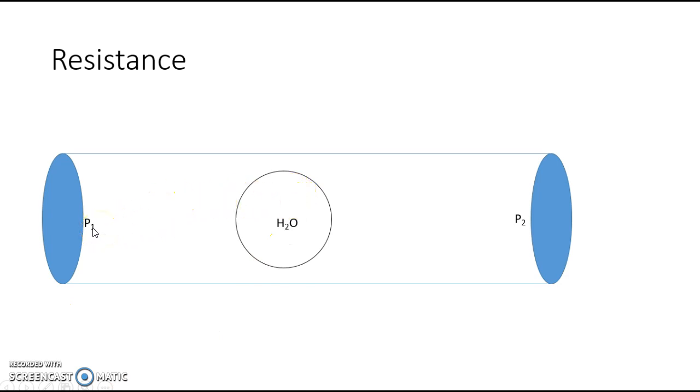And in this case, what happens is we have pressure on both sides. We have pressure P1 and we have pressure P2. Let's say that the pressure P1 happens to be larger than P2. If this is the case, then what we expect is that the water molecules will be flowing from our left to our right.